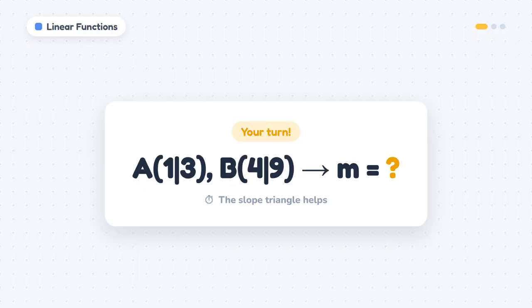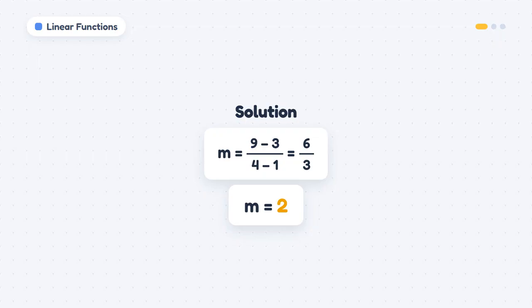Your turn. A line goes through the points A with coordinates 1, 3, and B with coordinates 4, 9. What is its slope? Nine minus 3 makes 6. 4 minus 1 makes 3. 6 divided by 3 is 2, so the slope is 2.